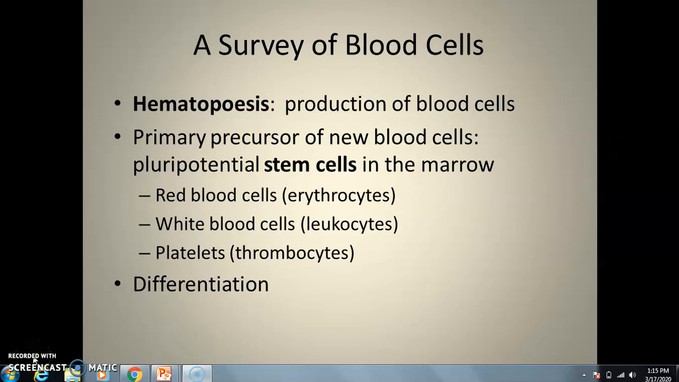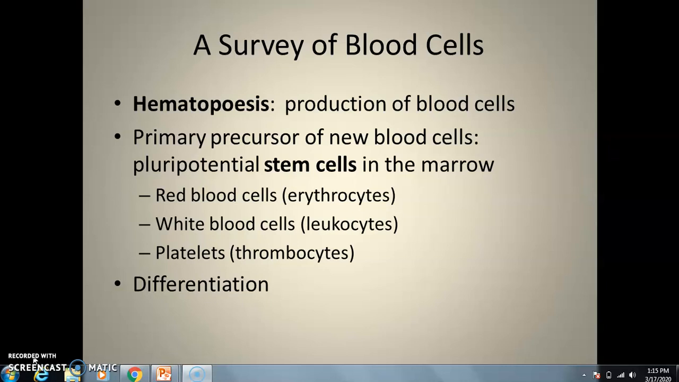In this video, we're going to talk about all of the different cell types and tissues and structures that are involved in the immune system. Blood cells are hugely important in surveilling the body and in the function of the immune system. How blood cells get produced is by a process called hematopoiesis.